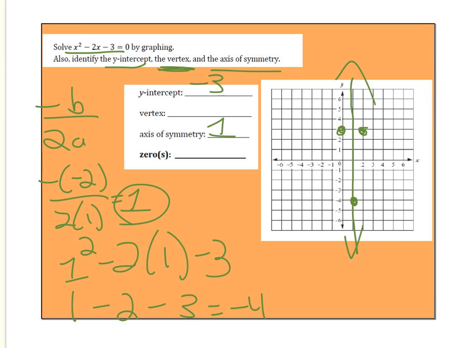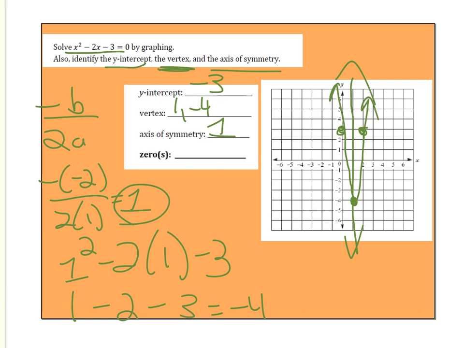So now when I graph this, so 1 minus 2 minus 3 is -4. So 1, -4. So when I go to my zeros and graph this, it does not look right to me.